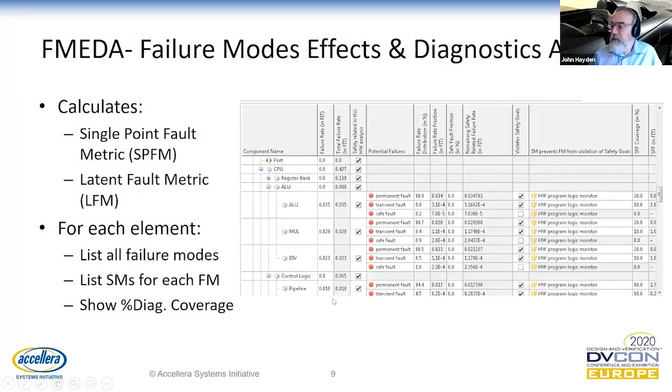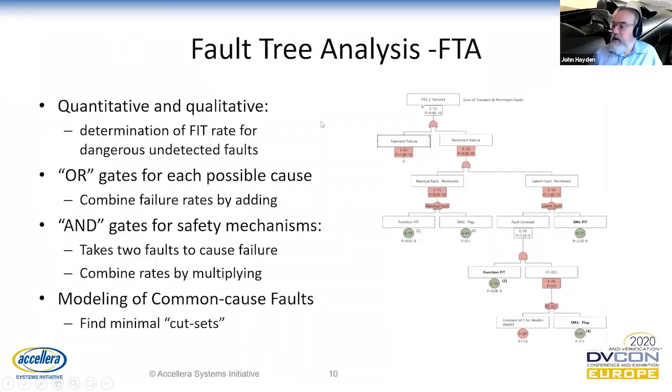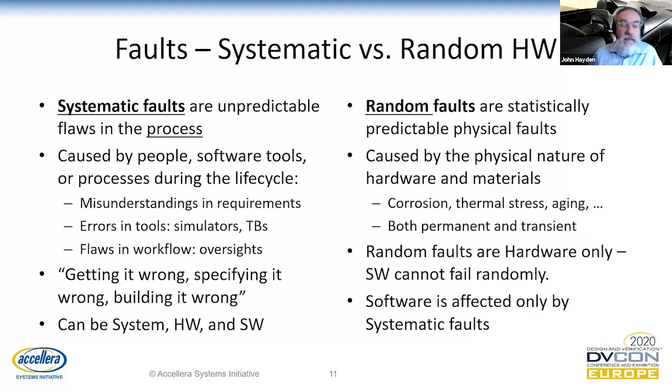And then for the things that do require attention, you can line up safety measures for both single and multi-point faults. And then similarly, we talked about a fault tree, and here's an example of that, showing the OR and AND gates and the determination of the overall failure rate, which is best done in a fault tree.